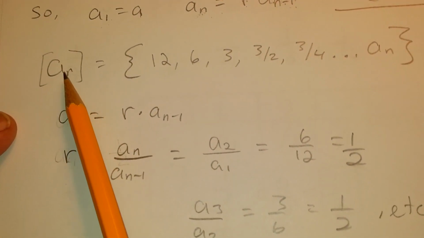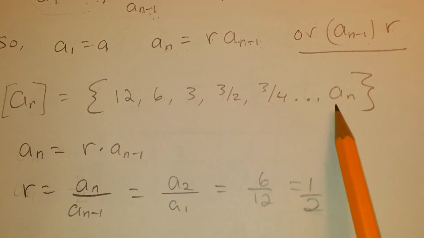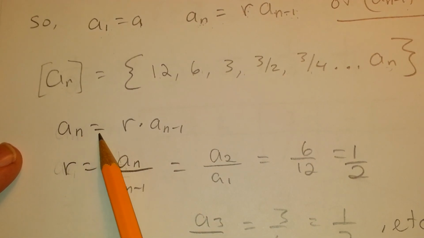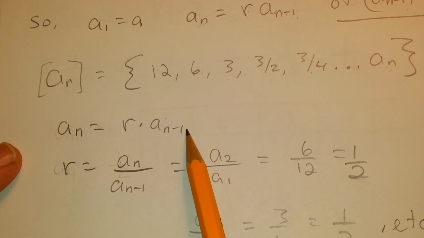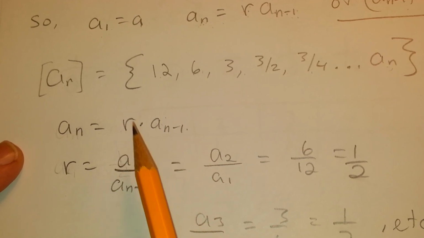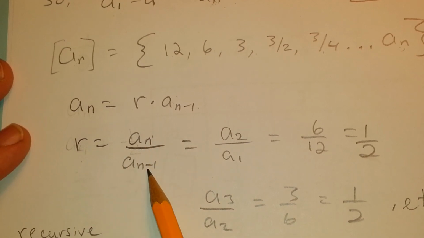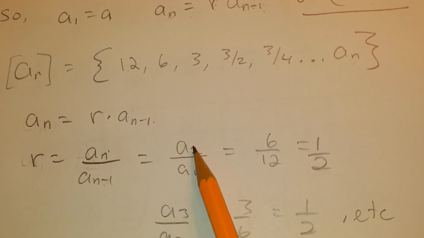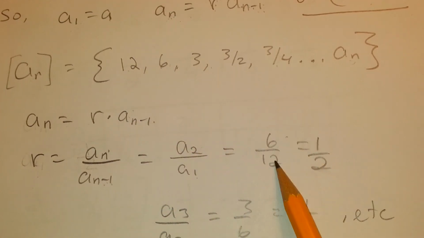Here's a sequence: 12, 6, 3, 3/2, 3/4, all the way to a sub n. So a sub n equals the ratio times the prior term, a sub n minus 1. So the ratio is, obviously, the nth term divided by the n minus 1 term. The 2nd divided by the 1st. So let's see if this is a geometric sequence. a sub 2 over a sub 1, the 2nd divided by the 1st, is 6 over 12, which is 1/2.